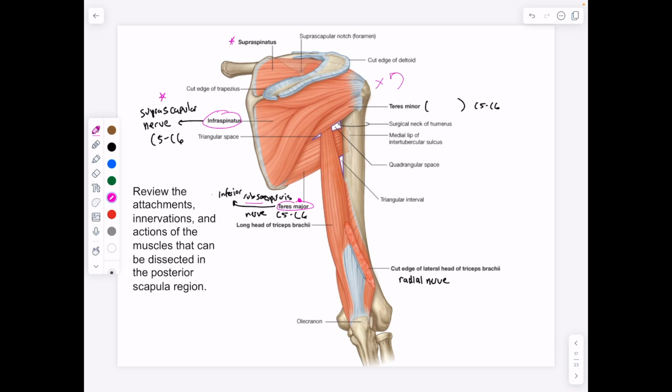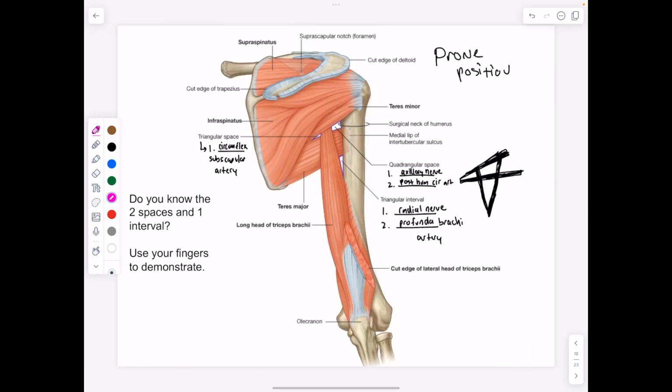The subscapularis muscle is innervated by both the inferior and superior subscapular nerve. Teres major is just the inferior one. Then you have teres minor, which is innervated by the axillary nerve, which we know also innervates the deltoid. All of these nerves are from branches of the brachial plexus. Then down here we have the lateral head of the triceps brachii. We of course know when we're dealing with the arm, the posterior forearm and posterior arm are all innervated by the radial nerve. We love the radial nerve.